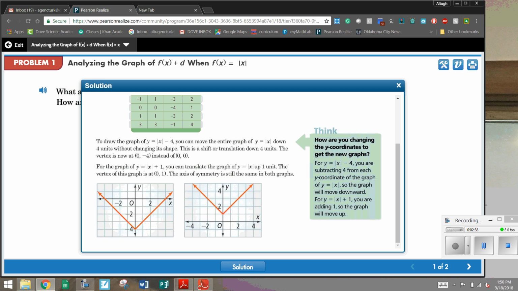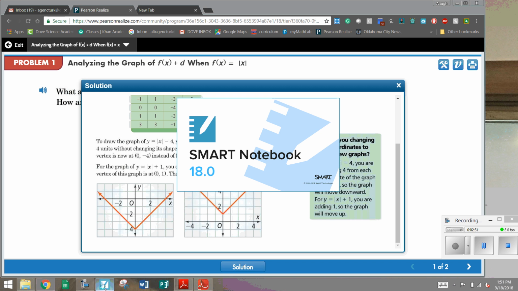And on the other hand, with +1, the absolute value function was on 0. The vertex was on 0. They just add 1. It went up 1 unit. Very simple. Let me show you a couple more examples so you will understand better.